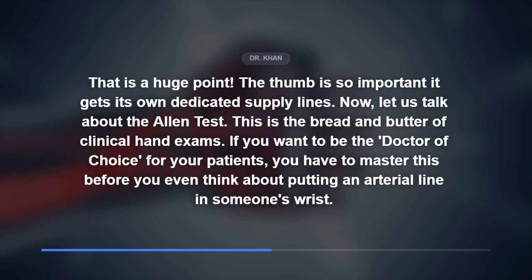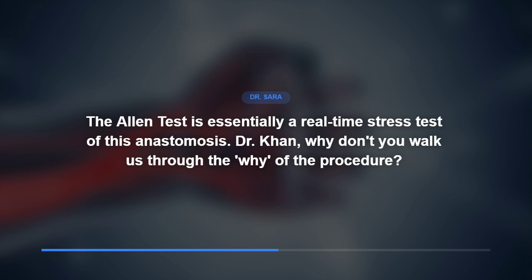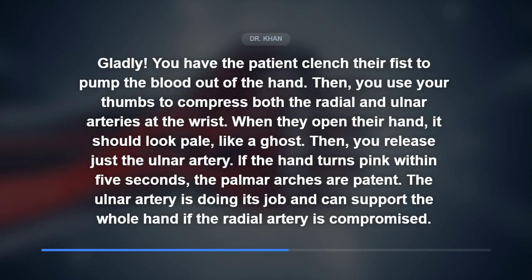Now let's talk about the Allen test. This is the bread and butter of clinical hand exams. If you want to be the doctor of choice for your patients, you have to master this before you even think about putting an arterial line in someone's wrist. The Allen test is essentially a real-time stress test of this anastomosis. Dr. Khan, why don't you walk us through the why of the procedure?